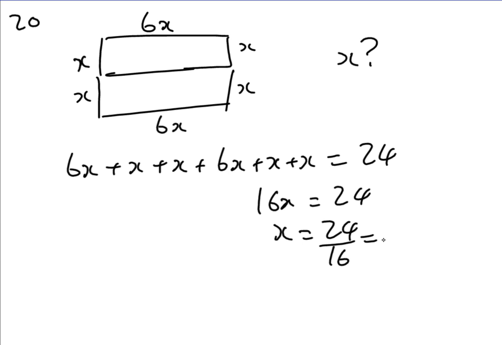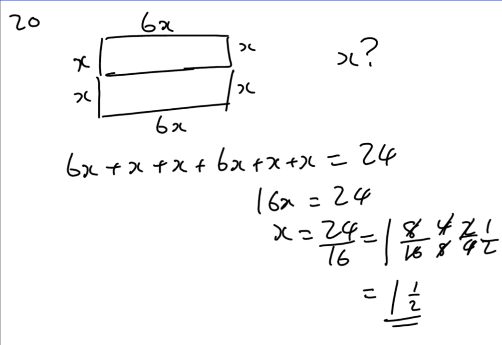How many 16s in 24? Well, that's one whole one. And I've got a remainder of 8. And it's 16ths because that's what we're dividing by. And that then if we continue to halve, we'll drop down to the half that we're after. So we get 1.5, or you could say 1 and a half, and that's x.